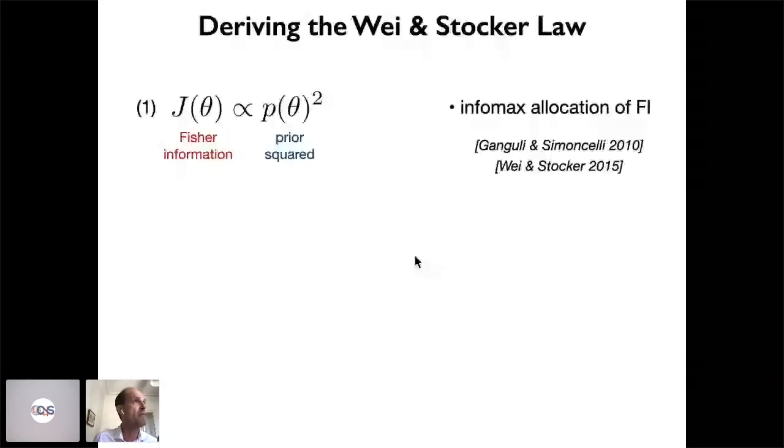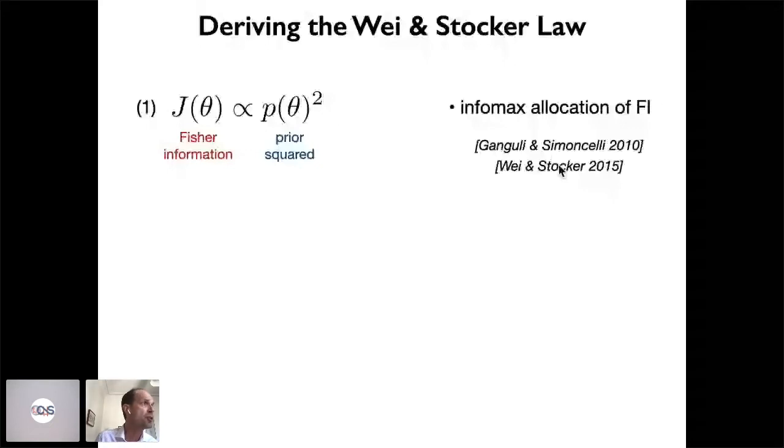That's one of the fundamental components in the Wei and Stocker 2017 law, which is that the Fisher information should be proportional to the prior distribution squared. Okay, we'll call this the infomax allocation of Fisher information. That was also derived in an earlier paper from Deep Ganguli and Eero Simoncelli in 2010.